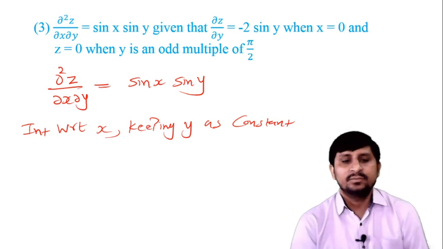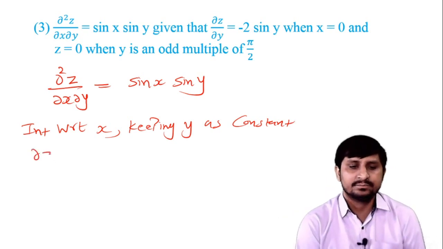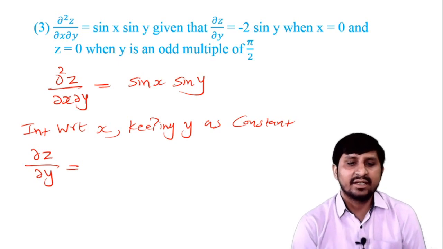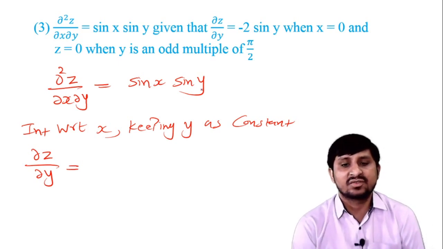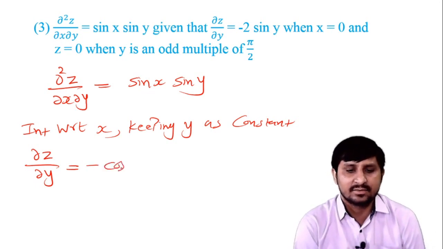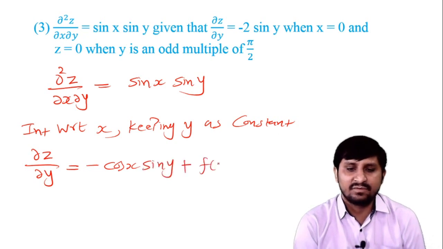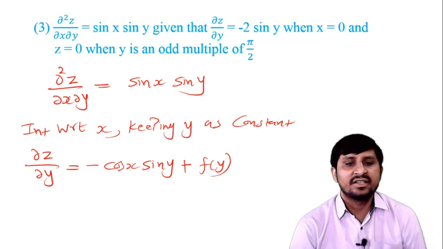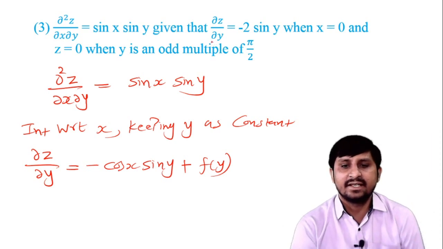So I can write del z by del y as the integration with respect to x. Sin y is a constant function, and the integration of sin x with respect to x is minus cos x, with sin y as it is, plus f(y). Now the condition is already given. You can see that del z by del y is minus 2 sin y when x is equal to 0.